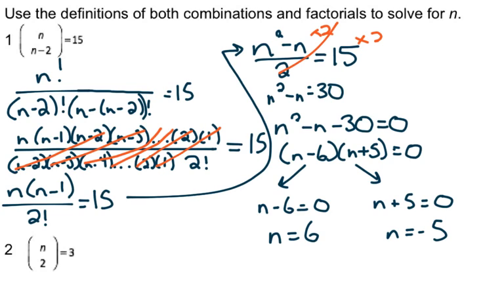Now the n equals negative 5 is actually a rejected answer because it's negative. N in all of these cases is the total number of objects we have to arrange. We cannot have negative 5 objects, so in this case, only positive numbers will be valid.